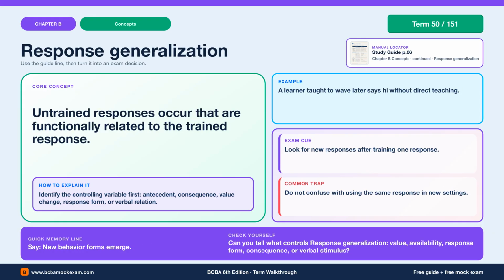Response generalization. Response generalization means untrained but related responses occur. For example, after learning to ask for help with one phrase, a learner begins using other appropriate help requests. The exam cue is new forms of behavior that serve a related function. The trap is choosing stimulus generalization when the stimulus changed. Here, the response form changes. Memory line. New response, same general purpose.